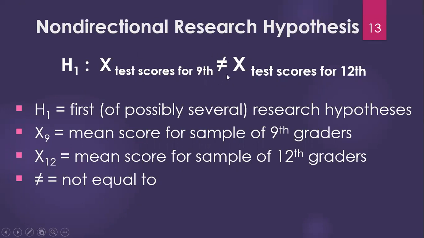So your null and alternative hypotheses will always match for statistical notation. The only thing that's different is you're writing H1 instead of H0, and you're using X bar instead of mu, and you're changing the sign in the middle. So that the sign here is that this X bar is not equal to, is what that means.